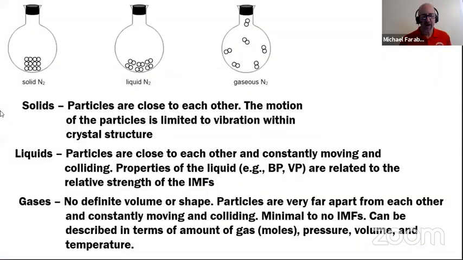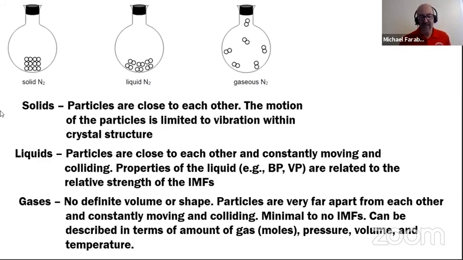All right, just a comment about particle diagrams, and then we'll look at an AP practice and your homework. Solids are close together. Liquids are close together in terms of the particles, and gases are far apart. I've talked about how the motion of the solid particles is limited to vibration within the crystal structure.